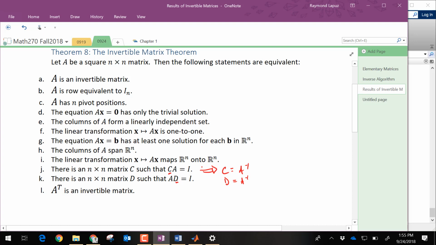And J and K is basically saying that the property applies to the inverses. Inverses times the original matrix.